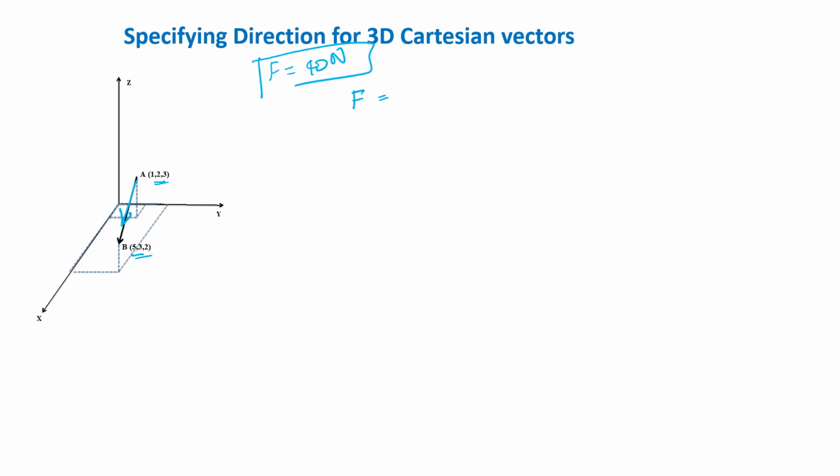Okay, I want you to find the force in the Cartesian form. Force is along AB, from A to B. B is 5, 3, 2, A is 1, 2, 3. So how do we find the position vector A to B? B minus A. So that will be 4i.